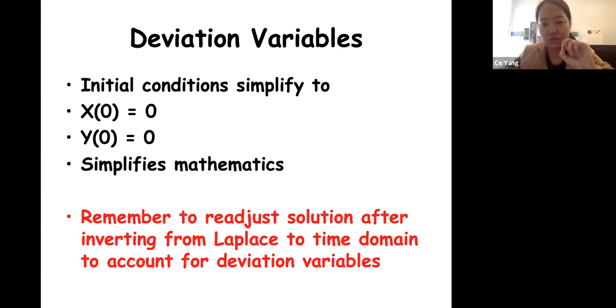that adjustment that we made before the Laplace transform. With deviation variables, we simplify the initial conditions to be x0 equals 0 and y0 equals 0. And that simplifies the mathematical calculation in the Laplace transform. But in the end, we need to add back this adjustment.